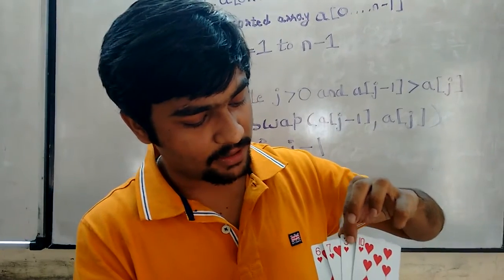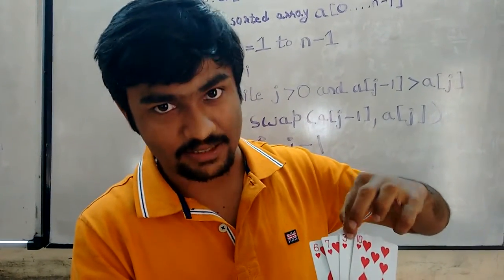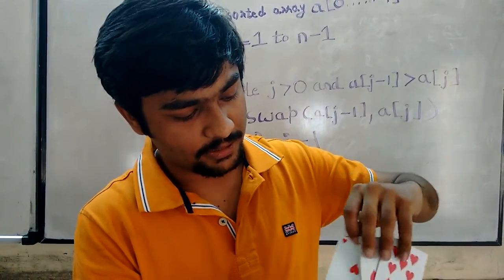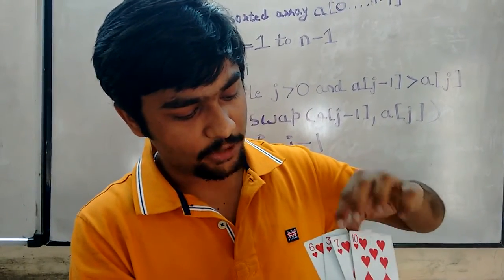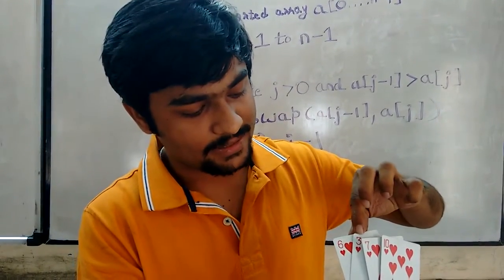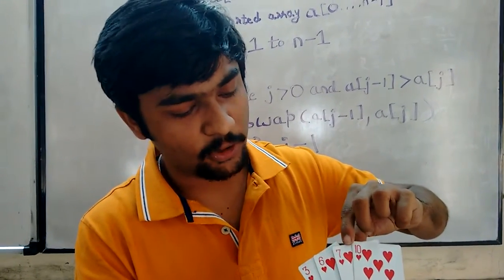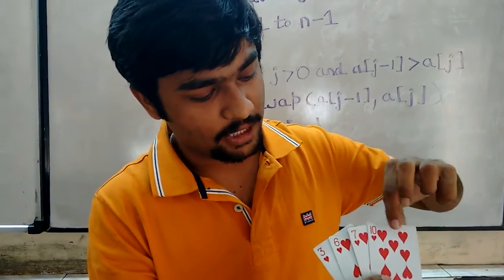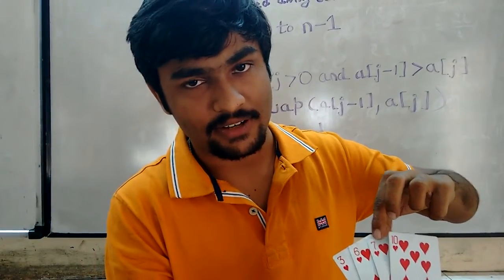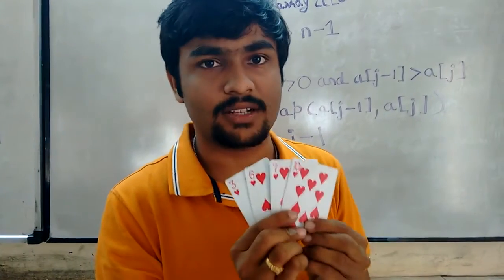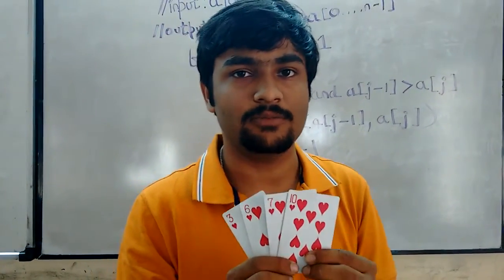Now 3, you compare with the card on its left, that is 7. It's lesser, so you swap it. You put 3 here. And again, now you check 3 with its left card. Is it lesser? Yes, you swap it. Now 3 is at its position. Now you move to the 4th card, 10. Now you check, is 10 lesser than 7? No, it's not. So it stays there. Now we've processed all 4 cards, so it is in sorted order. So this is how the algorithm works.